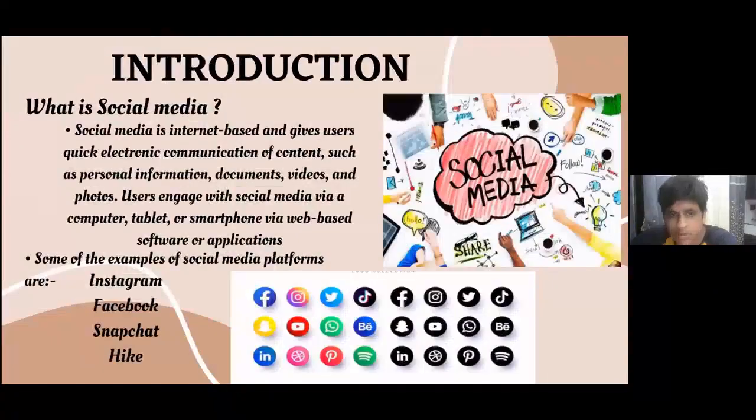So let's talk about what is social media before talking about its negative impact. So social media is an interface that gives users electronic communication of content such as personal information, documents, videos, and photos. Users engage with social media via a computer, tablet, or smartphone, or via web-based software or applications. Some of the examples of social media platforms are Instagram, Facebook, Snapchat, Hive. All these platforms we use in our daily life and are very well aware of also.